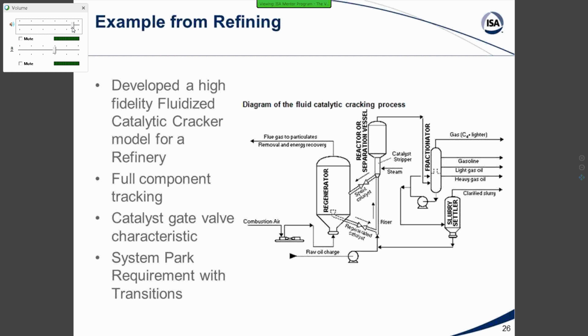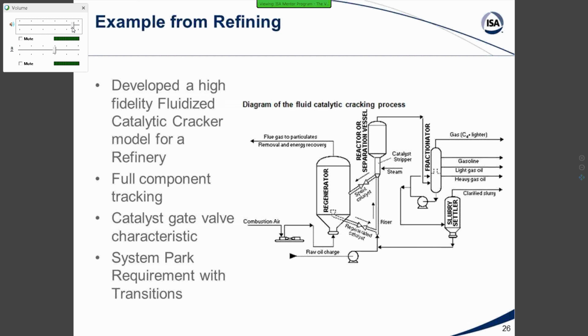As an example of one of these higher fidelity simulations, we did one for a refinery, specifically around their fluidized catalytic cracker, where we did full component tracking of their heavy oil. It was a very complex process that they needed training on, as it was kind of an unknown to their operators. The big difficulty in this is, one, handling your plug flow reactor, and two, handling the circulation, as a lot of the values are kind of inferred.